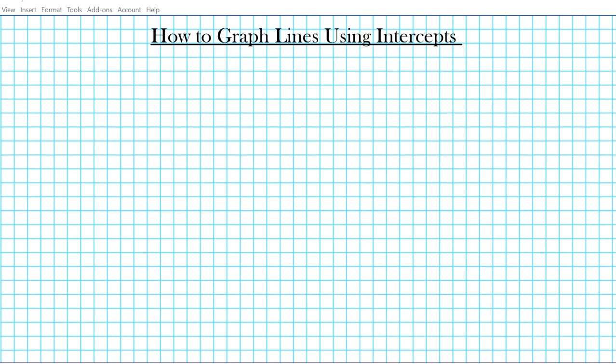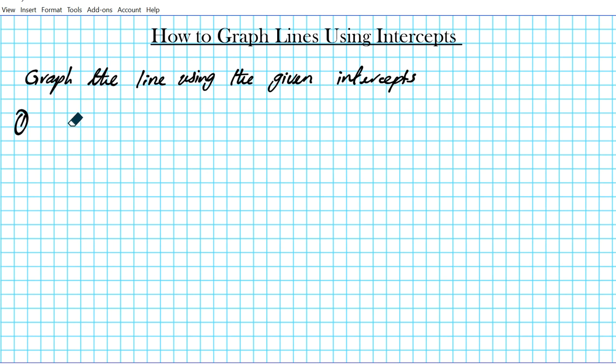The question for the examples that we are working on is as follows. You are to graph the line using the given intercepts. Okay? All right, so in question number 1, let's say we're given the x and y intercept. Let's say the x-intercept is 3, and your y-intercept is 4. All right, so how do we graph a line that has these given intercepts?